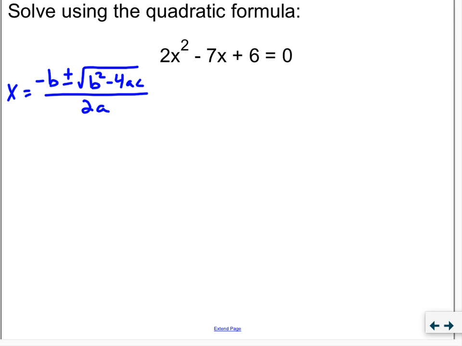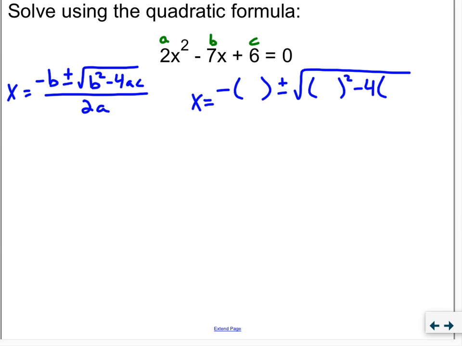So when we do this, here's a great strategy. I like to put what my a, b, and c values are. My equation's set equal to 0, so I'm in a good spot. Now I plug in my numbers. So I'm going to get x equals negative, and here's how I like to do it. I like to put a bunch of parentheses in and then fill in my parentheses.